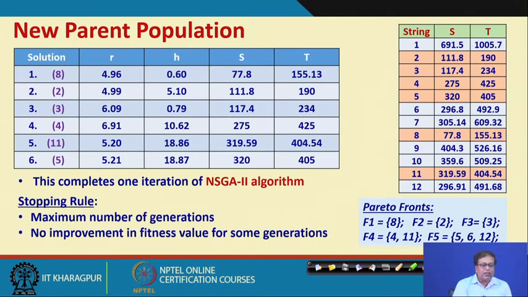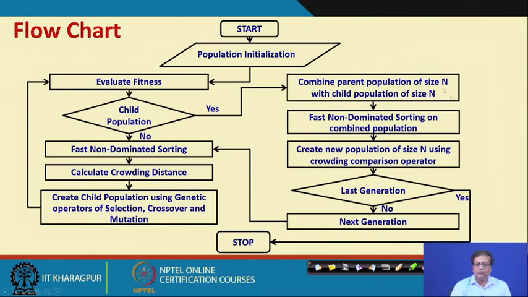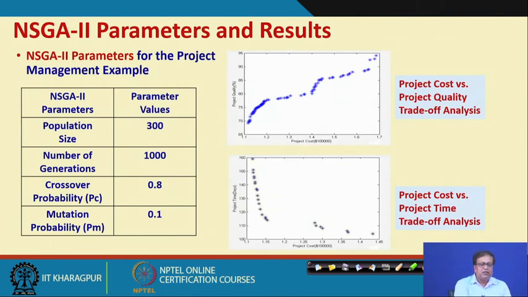So this is how we carry out the method: population initialization, evaluate fitness, fast non-dominated sorting, calculate crowding distance, create child population, and then keep on going. Otherwise, combine the parent population with the child population, do non-dominated sorting of the combined population, create the new population, last generation, next generation. So this is how the method works, which we have already discussed. This is our NSGA-II.